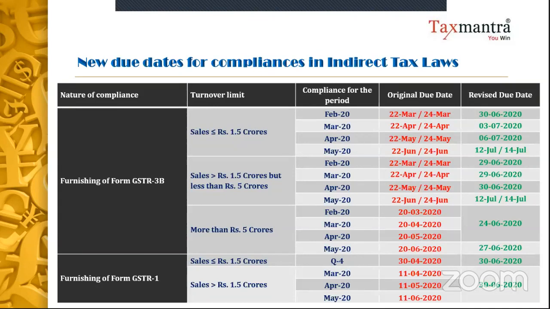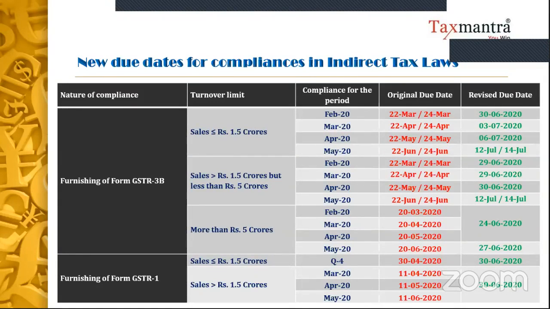For the taxpayer whose turnover is more than 1.5 CR but less than 5 CR, their monthly GST 3B for the month of February, the earlier date was 22nd of March or 24th March. Now it has been extended to the 29th of June. For the month of March, the earlier due date was 22nd of April or 24th of April. Now it has been extended to the 29th of June. In case of April, the earlier due date was 22nd of May or 24th of May, as the case may be. Now it has been extended to the 30th of June 2020.